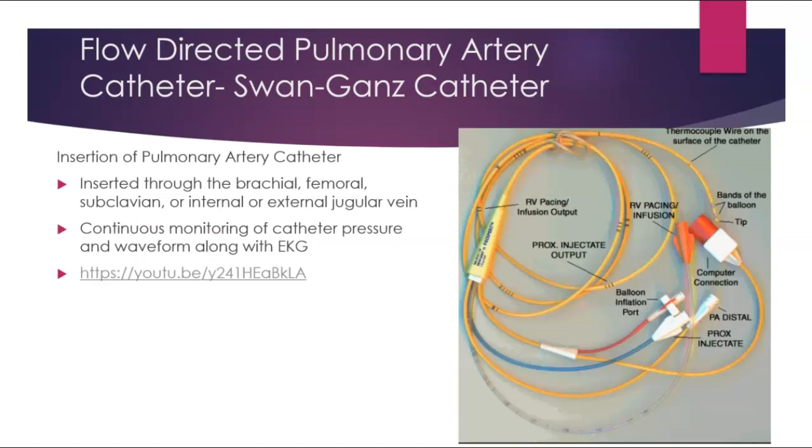So to insert the pulmonary artery catheter, like I said, you're usually going to insert it through the brachial, femoral, subclavian, or internal or external jugular vein. These are the main veins that are coming back to the heart. It's going to have continuous monitoring of catheter pressures, and you're going to get a pressure waveform along with the electrical activity of the heart, that EKG or ECG.